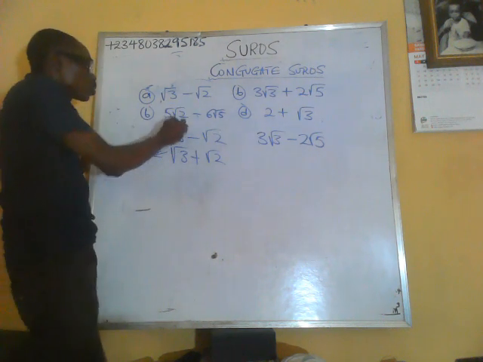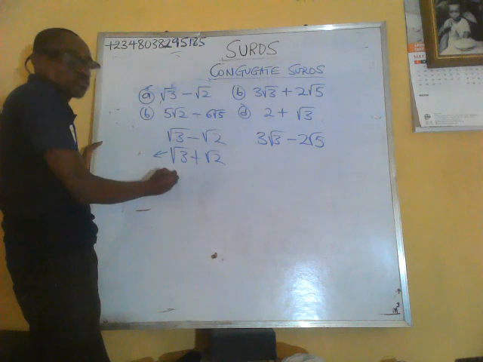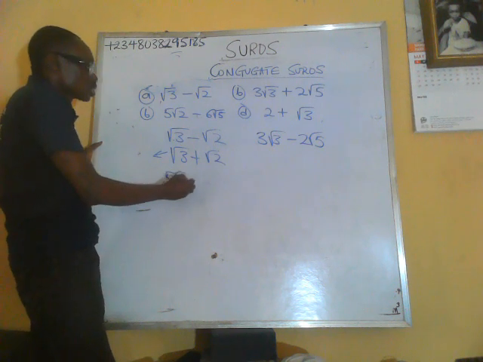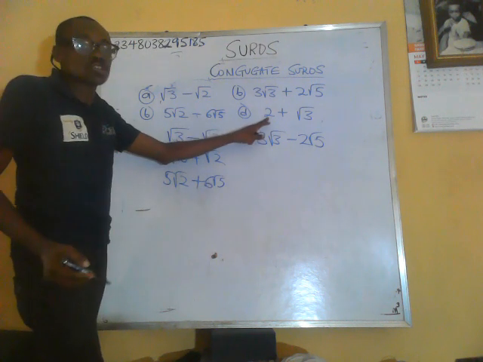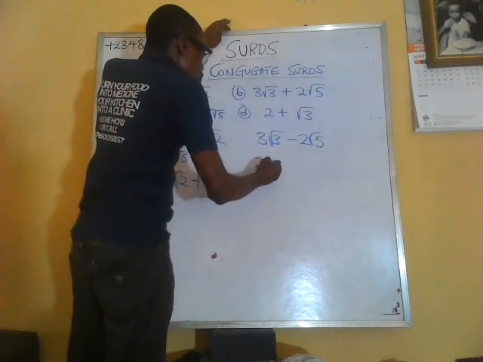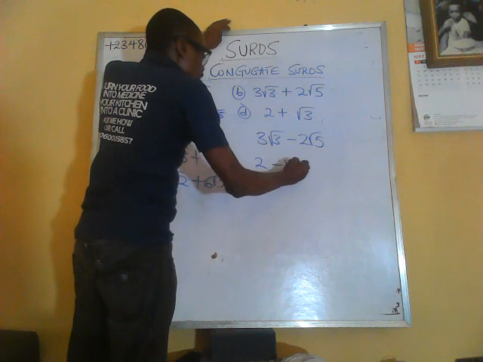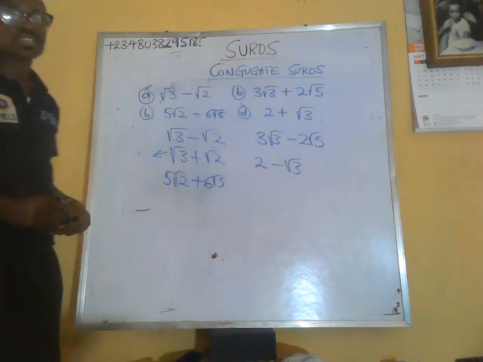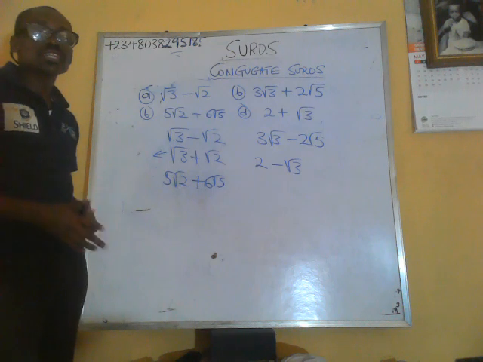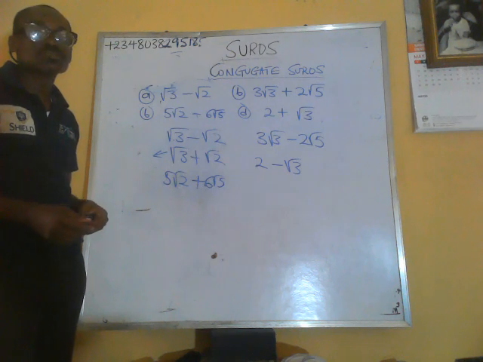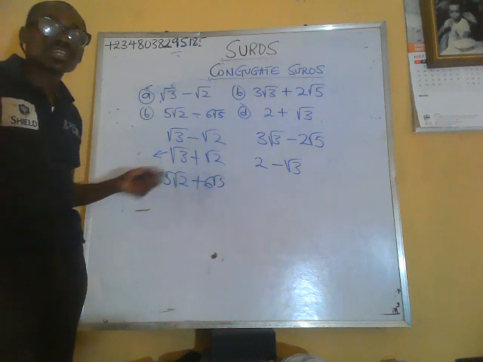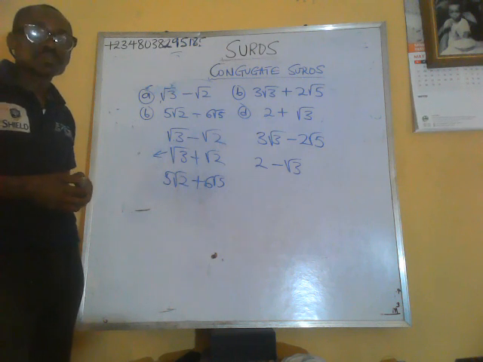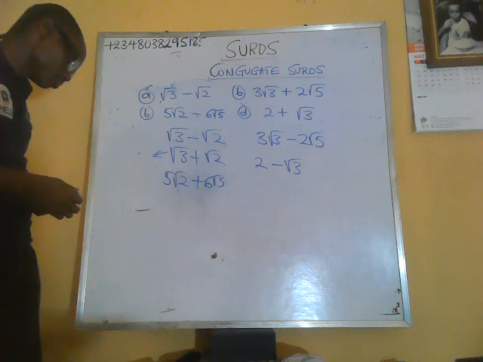The conjugate of this one is going to be 5 root 2 plus 6 root 5, while the conjugate of the last one there is going to be 2 minus 3 root 3. So there's nothing difficult about writing the conjugate of a surd expression. It's just for you to change the sign that separates the terms and you will arrive at the conjugate. So we're going to move on right now.